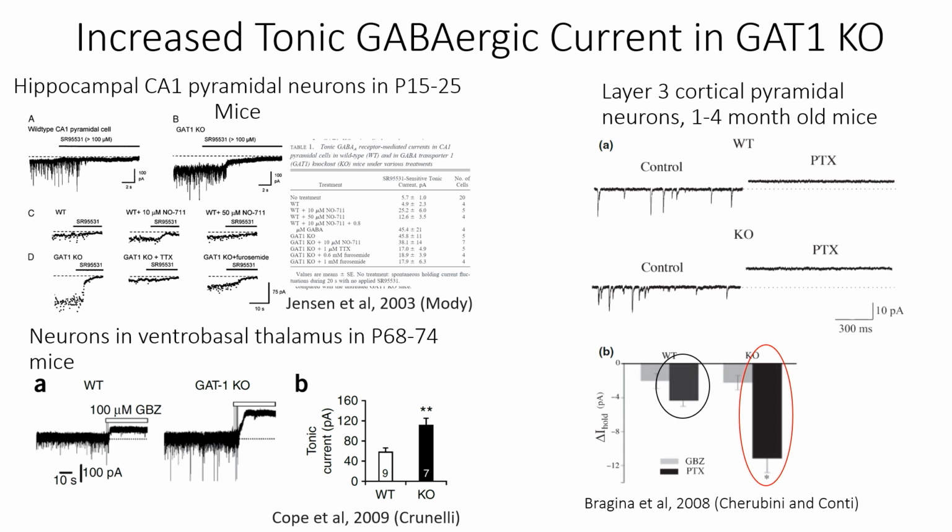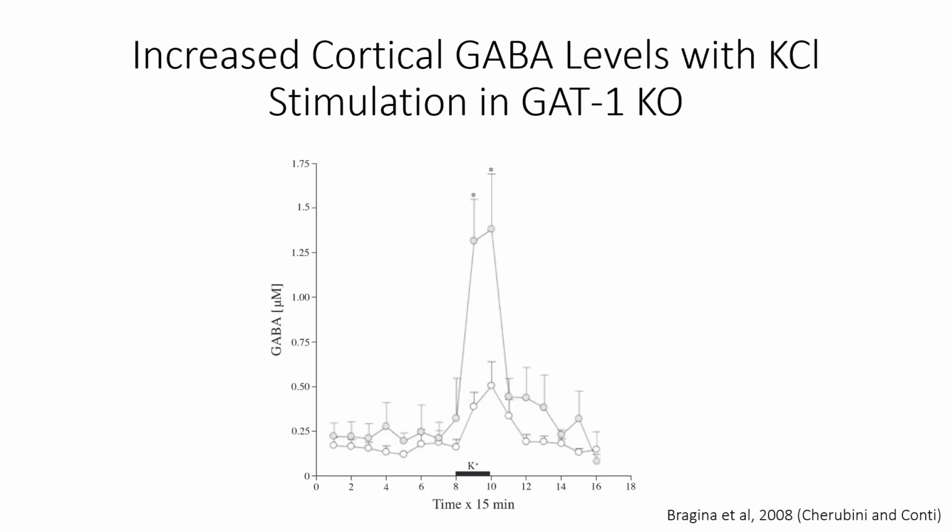In this paper, Bragin et al. 2008, they also did microdialysis. So this is measuring GABA levels in the cortex of these mice. They saw perhaps an elevation, but nothing significant at baseline. But when they basically elicited a very large release of GABA by washing on potassium, suddenly they saw this very large spike in the knockout animal. And you can see that spike, those are the gray circles. The spike was much higher in the knockouts than in the wild-type mice, suggesting there's an issue in clearing this surge of GABA.